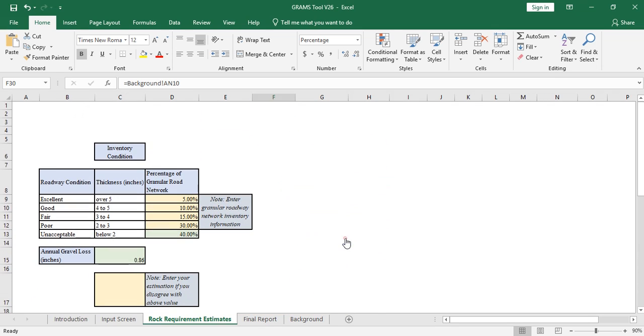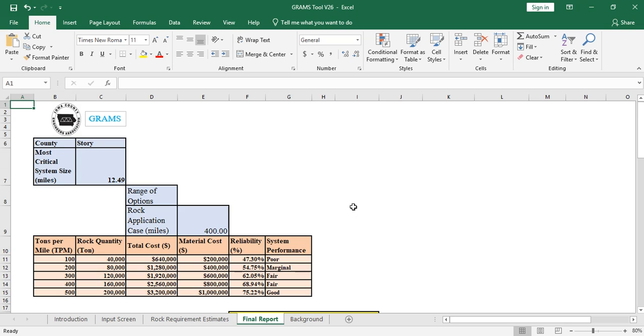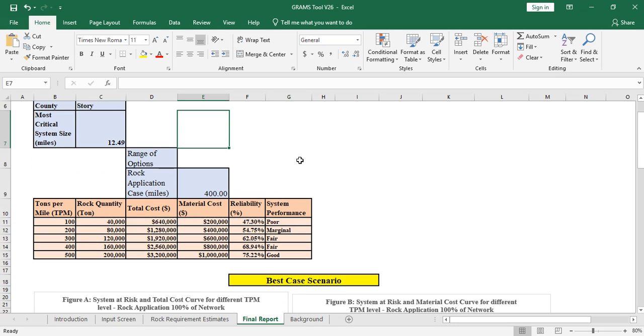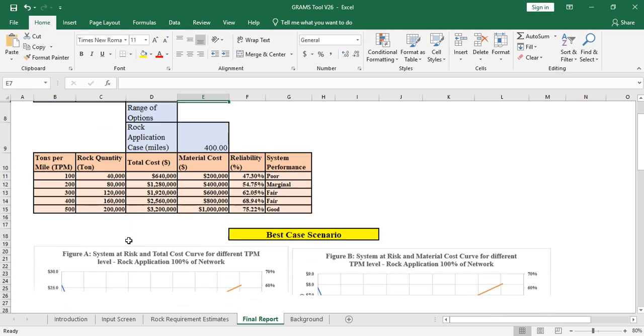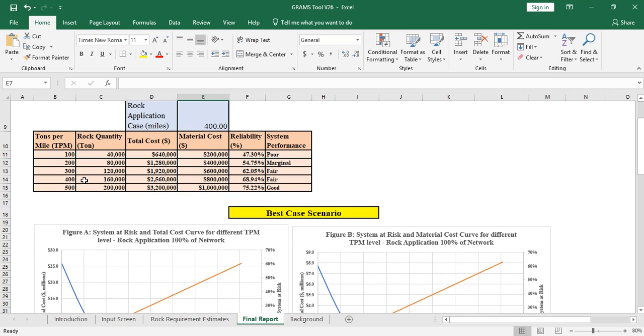Now we can proceed to the final report. This shows the most critical system size as we discussed previously. It's the minimum acceptable thickness of 1.5 inches. We will have about this much road with less than minimum thickness. And these are our range of options as we have seen in the previous slide. For different levels of tons per mile, we can see the rock requirements and total and material cost with reliability and performance information. This 75% is still the same.